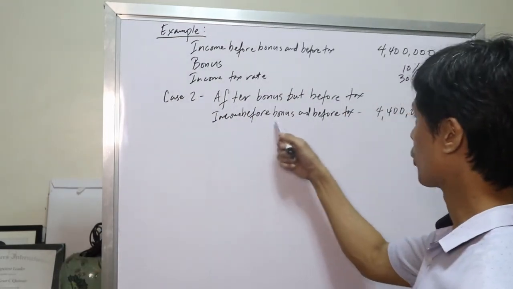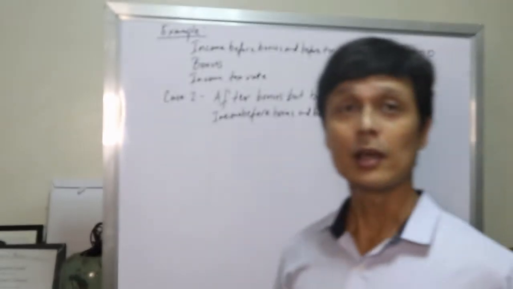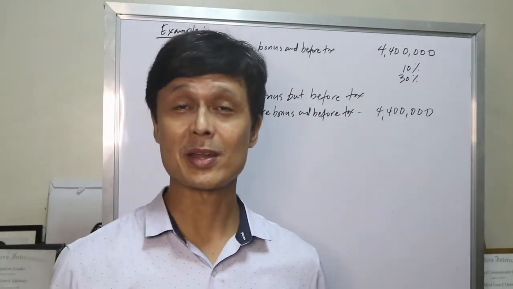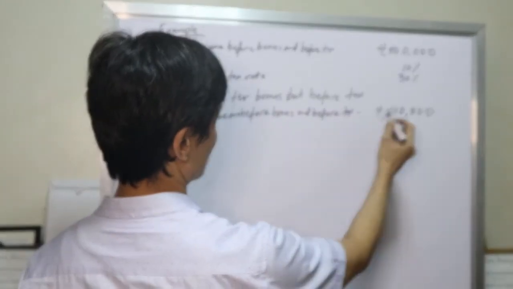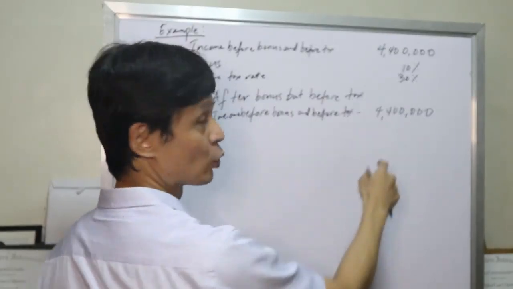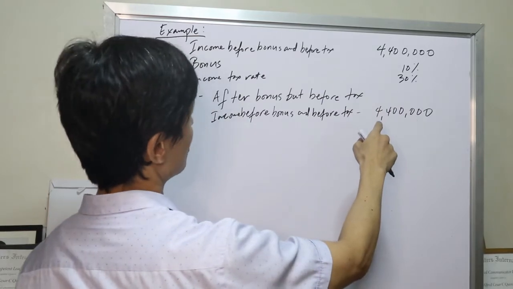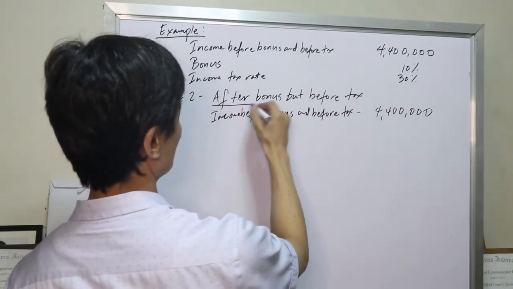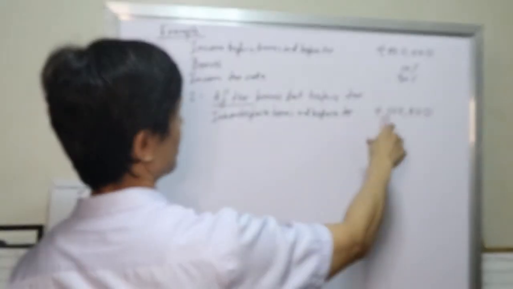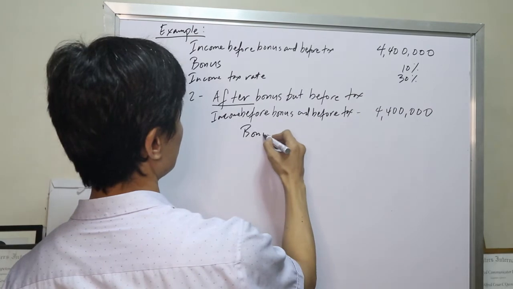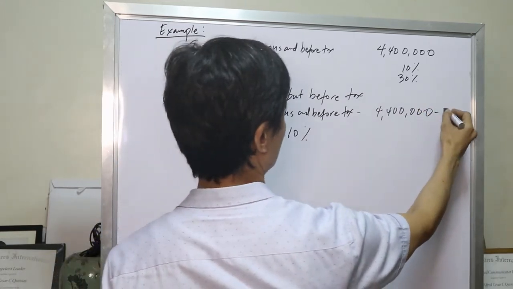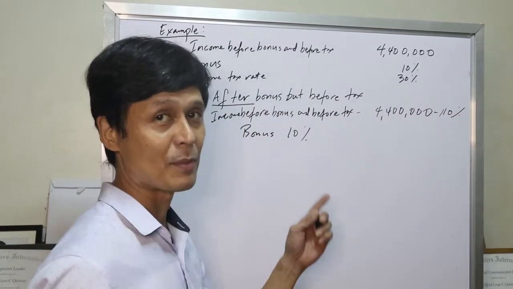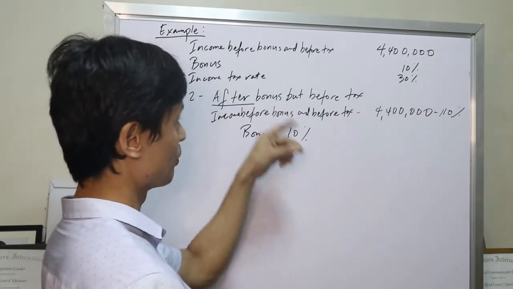Okay, so income before bonus and before tax. So ito lang yung kinapin mo lang yun, 4,400,000. And then ilalagay natin dito now. Since itong 4,400,000 kasama pa dito yung bonus, ibabawas raw natin yung bonus kasi sabi after bonus but before tax. So meaning to say, if the bonus is 10%, therefore this is 100% plus 10%. So this is 110%. Kasi kasama pa dyan yung bonus. Kaya nasabi, after bonus, so tatanggalin natin.